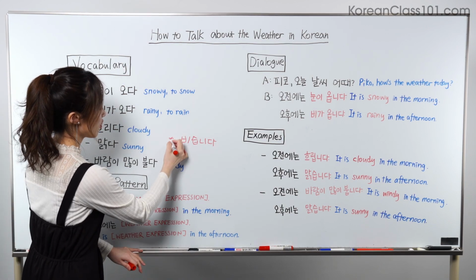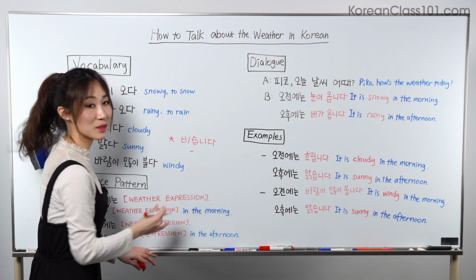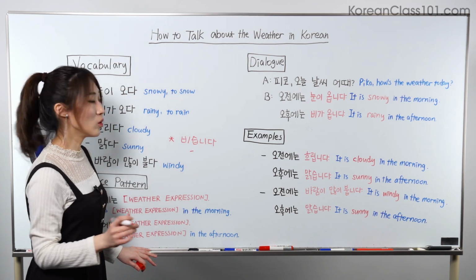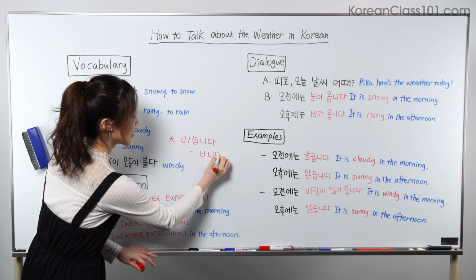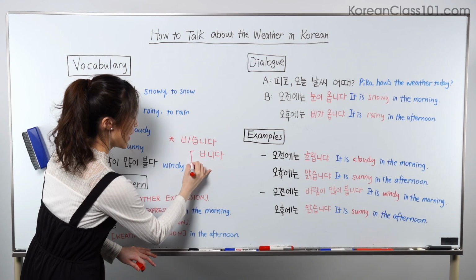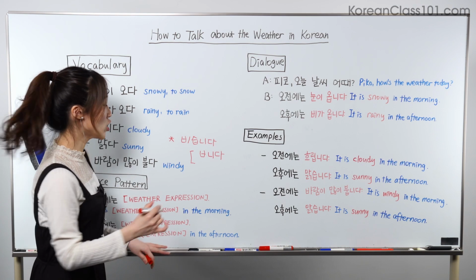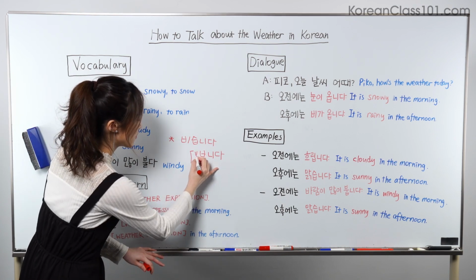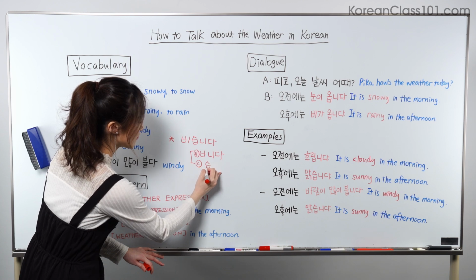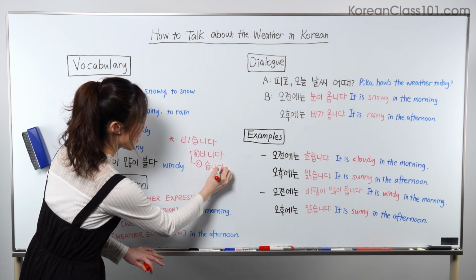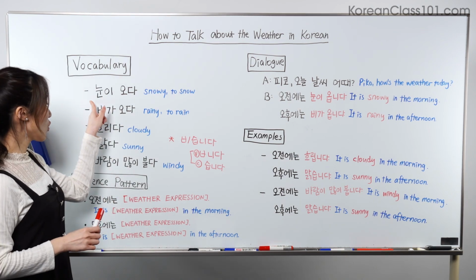So how do we do that? If the verb stem or adjective stem ends with a vowel, then you use 비읍니다. And if the stem ends with a consonant, then you are going to use 습니다. Okay, so let's look at some examples.